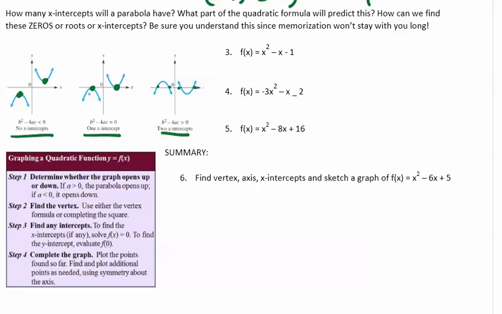Well, remember that x-intercept is the same as the zeros of a function. We've been working with that. The zeros of a function are the values that make the y-coordinate equal to 0. So if we know how many zeros a function will have, then we know how many x-intercepts it will have.